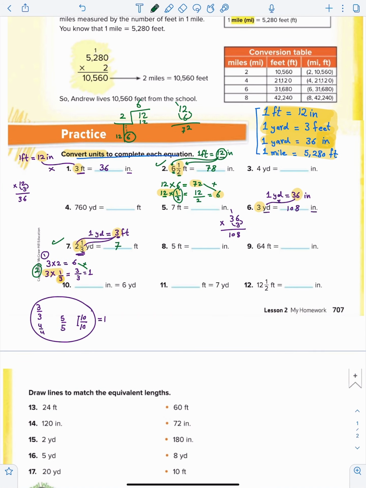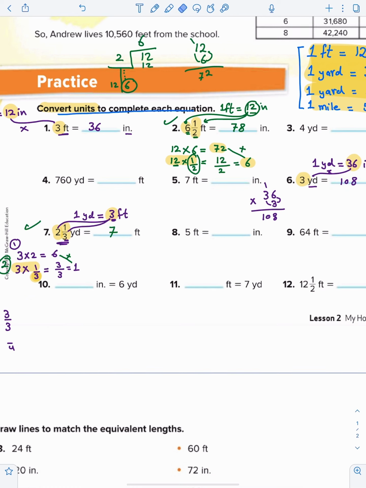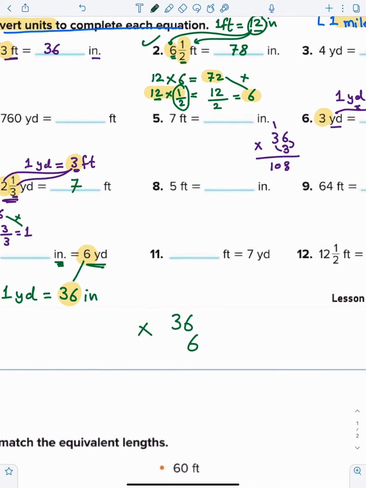Okay? Let's do that one, number 10. I'm going to just remove these. Let's do number 10. Number 10 says, how many inches is equal to 6 yards? First, let's see what the conversion factor is. I know that 1 yard is equal to 36 inches. So now I have 6 yards. I just need again to multiply. 6 yards, multiply them by the 36. 36 multiplied by 6, let's do that.